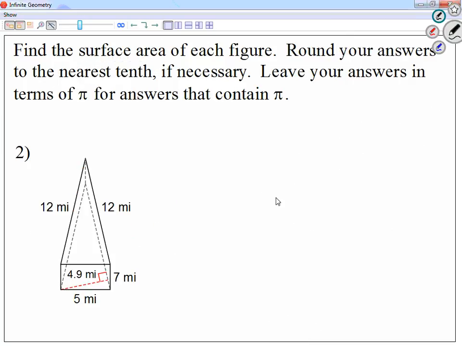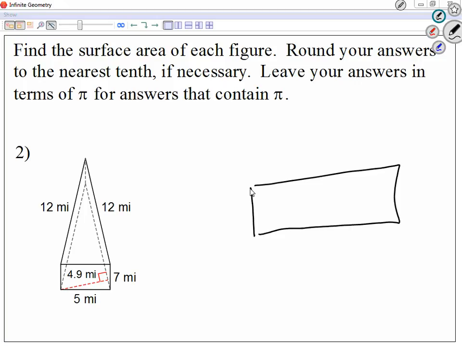Once again, draw it if you can. It helps out a lot. So I'm going to draw a big rectangle in the center. What's the shape of our base? Triangle. Nice. So the shape of the base is a triangle. I'm going to do 2 triangles there.